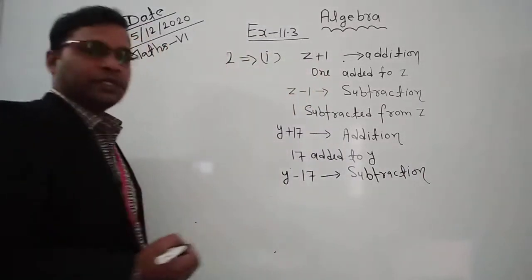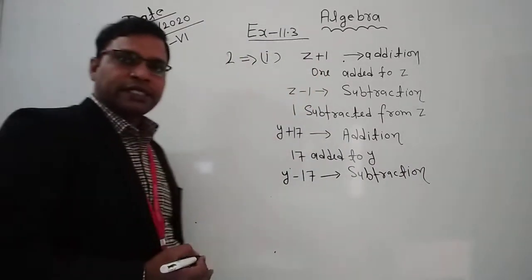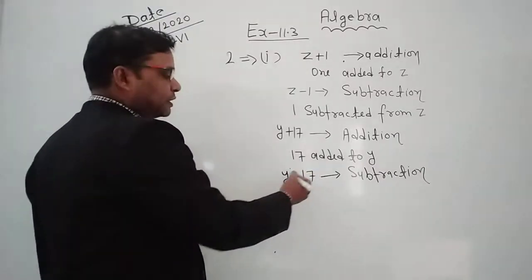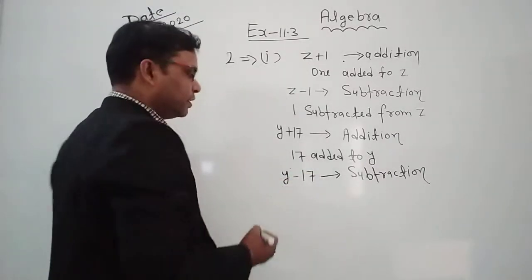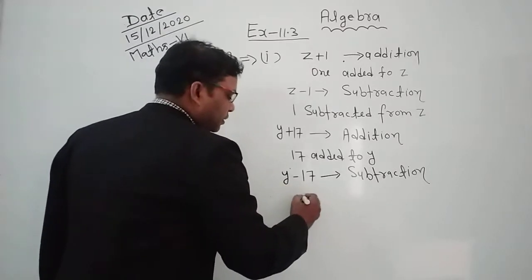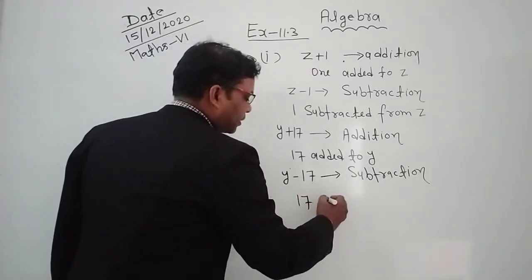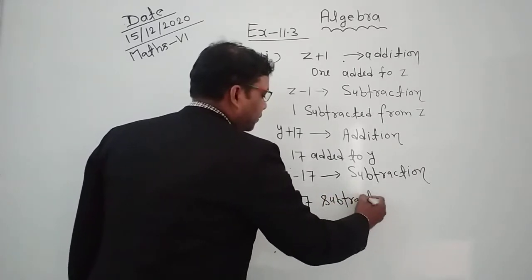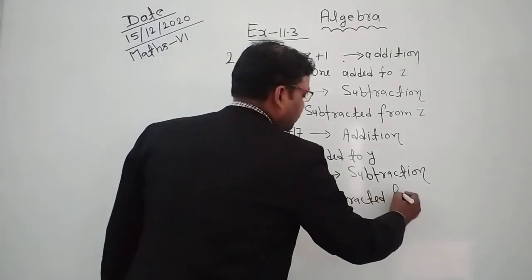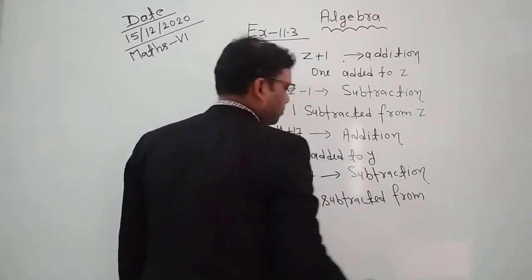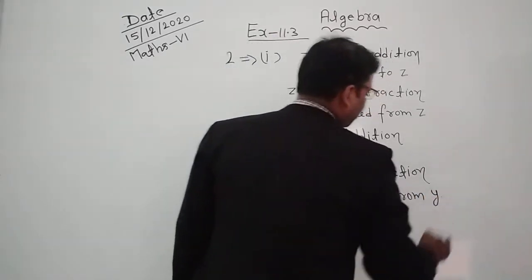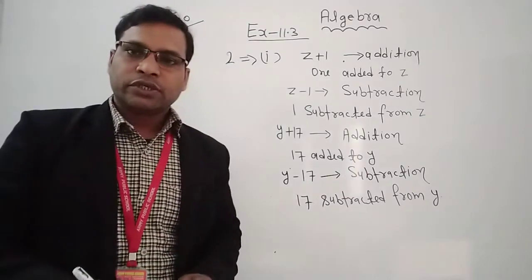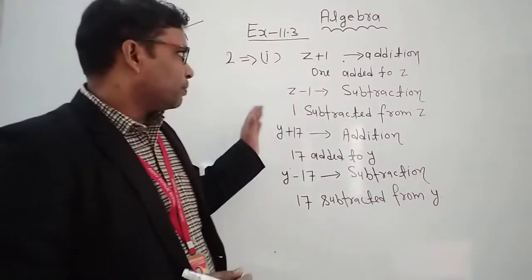How has this expression been formed? You can say this expression has been formed by 17 subtracted from y. You write here: 17 subtracted from y. This is clear. So students, I hope all of you understood this part.